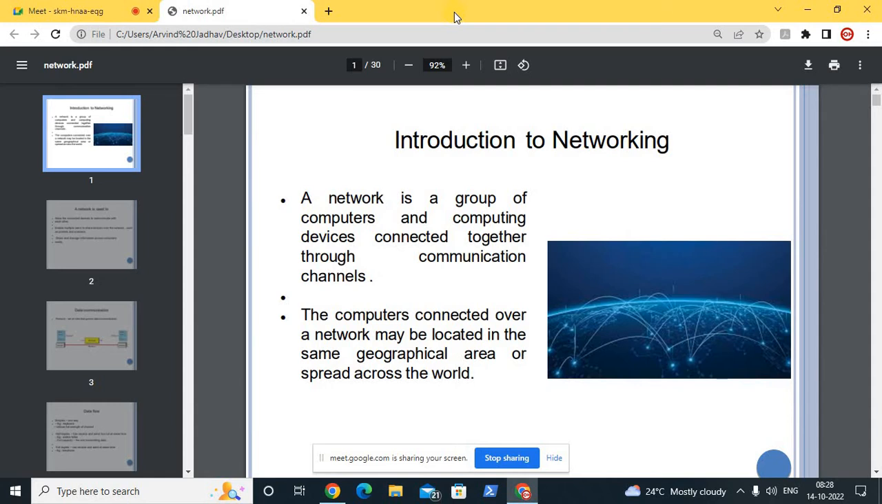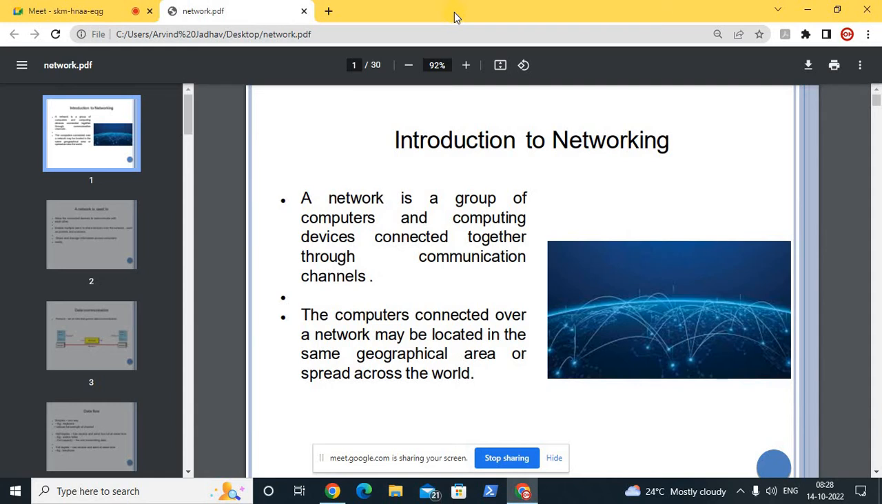There are different kinds of networks available: LAN, MAN, and WAN. So we'll understand what MAN, LAN, and WAN are. After that there is the concept of topology. Topologies are like mesh topology and ring topology. These are very basic, and they are also available in the computer network chapter. So let's start with the introduction to networking.